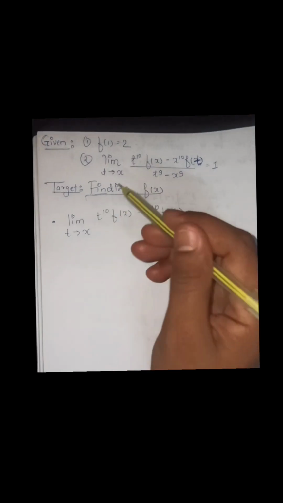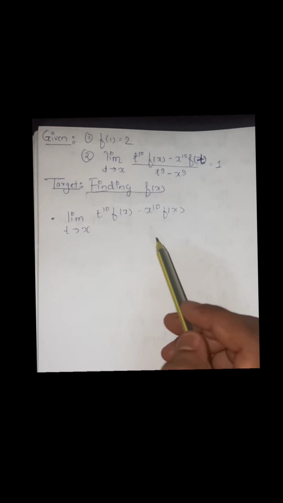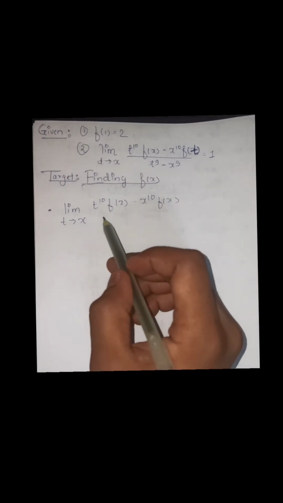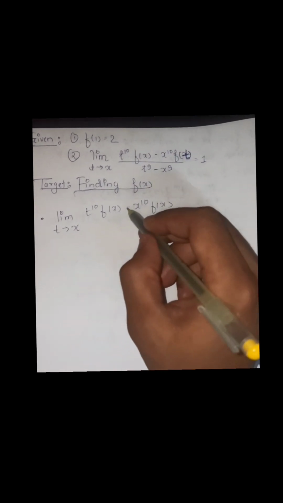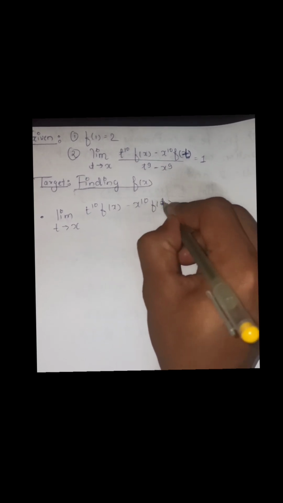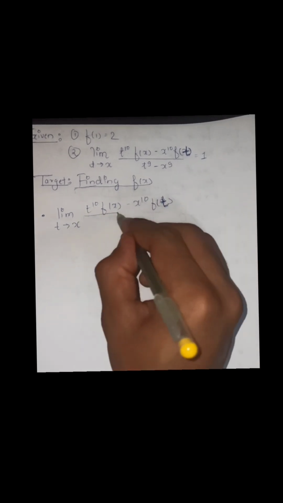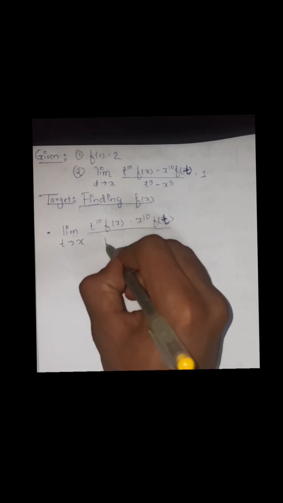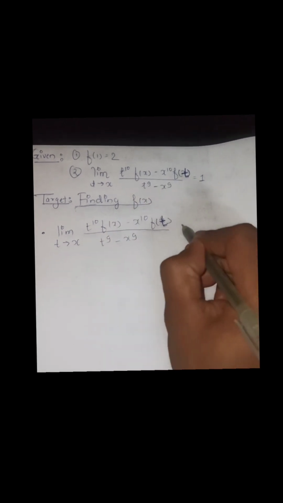So let us start solving the problem. I have written down all the crucial things that were given in the question and what was asked to find. That is, f of 1 was given to be 2, and I've written the limiting term. So our target was finding f of x. So let me first write down the limiting term. It was t to the power 10 f of x minus x to the power 10 f of t. Sorry, I have mistakenly written it x here. So it is f of t divided by t to the power 9 minus x to the power 9 is equal to 1.